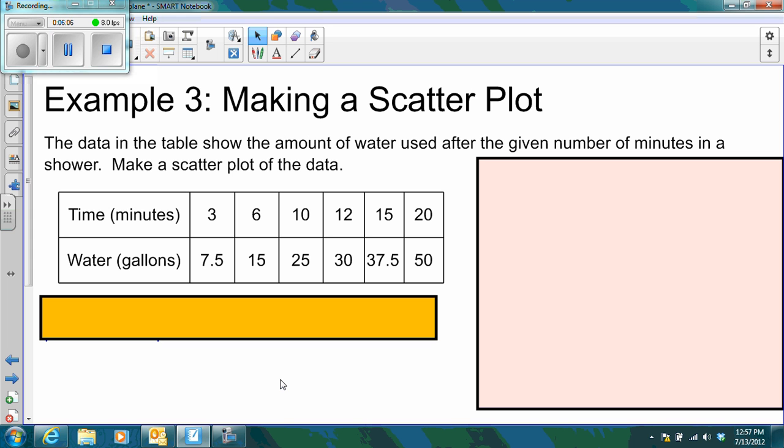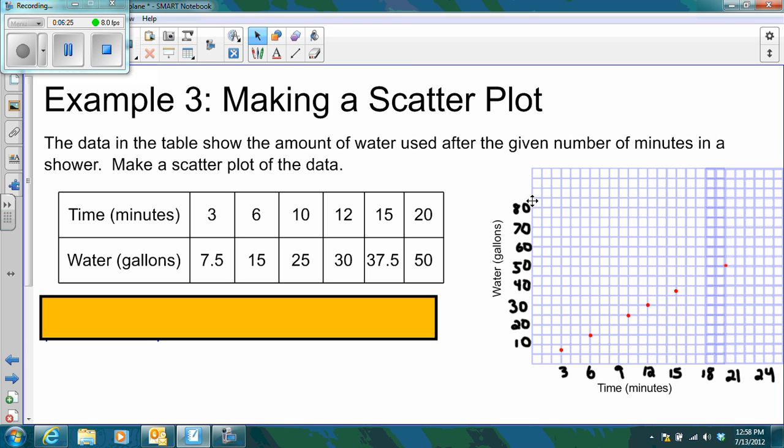So the last example is important when you're using data, and you'll use this in science a lot. So it's making a scatter plot. So the data below shows you the amount of water used after the given number of minutes in the shower, and they want you to make a scatter plot of this data. So basically you want to draw a big coordinate plane here, and it's important to remember to label your axes. So in this case, our x number is time, and our y-axis number is water.